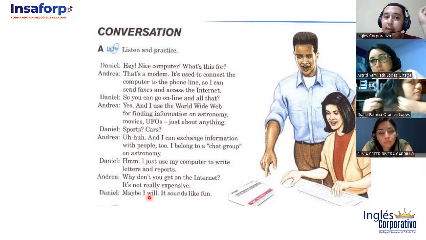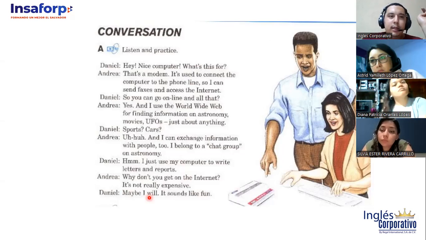Nowadays, it's not expensive. A long time ago, having internet at home was very expensive, as the majority of you remember. Having internet around the year 2000 was expensive for your fathers.